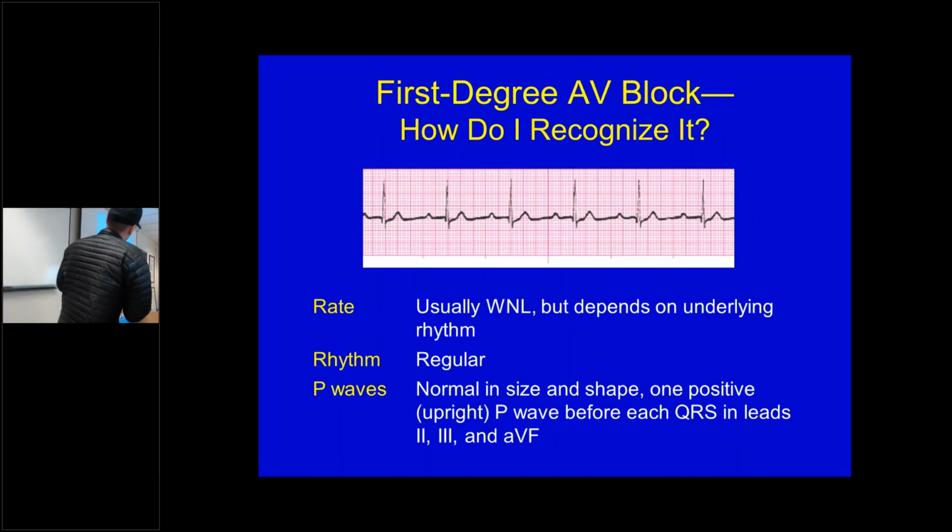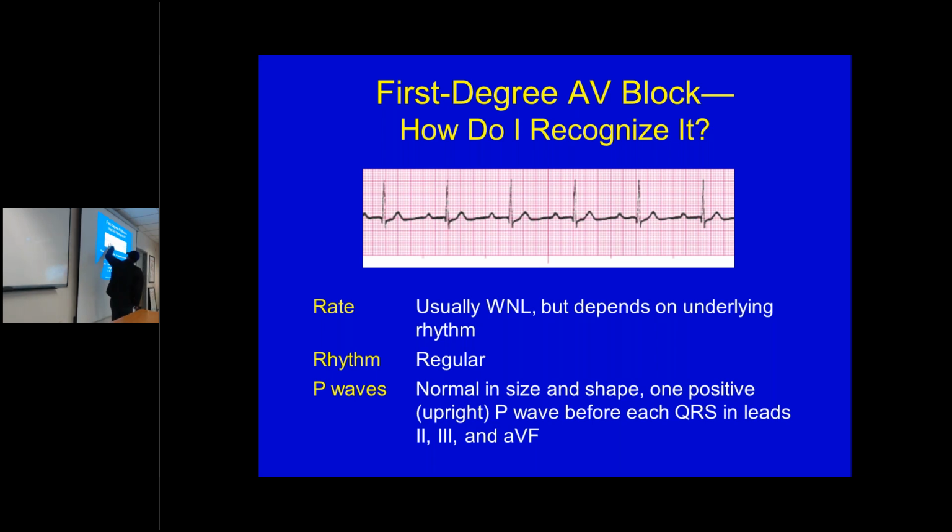So do you guys recognize that? Looking at that strip, everything looks normal. That PR interval is wide, right? Now, on your strips you get from the machines, they usually would automatically say PR interval wide, likely first degree AV block.